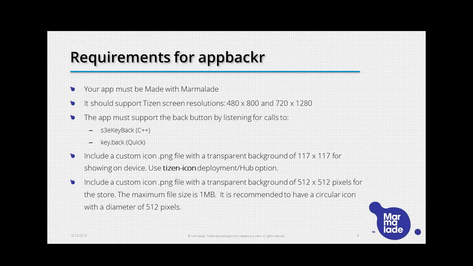For Tizen, the icon for devices is 117 by 117 pixels PNG file with a transparent background. And if you go to Tizen's developer site, there are extra sort of hints on style guidelines and that kind of thing. But that's the basics, that it needs to be that size and that format. And to pick that, you can use the Tizen-icon deployment option, or in the hub, just when configuring your app, go to edit configuration and set the icon setting. And I'll show you that in a minute, but that's all very simple.